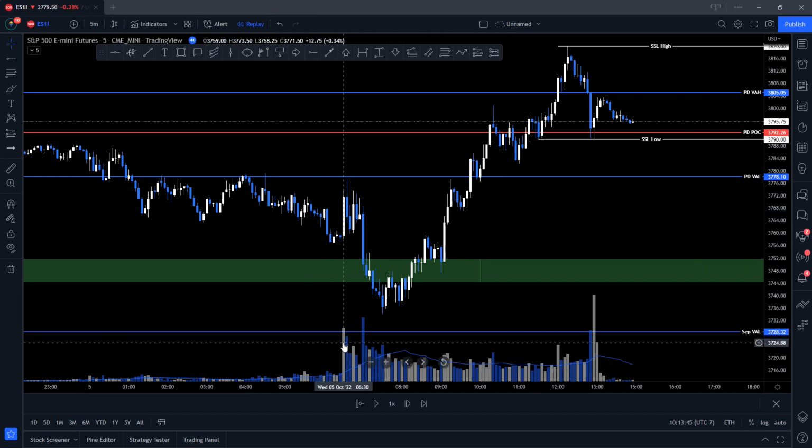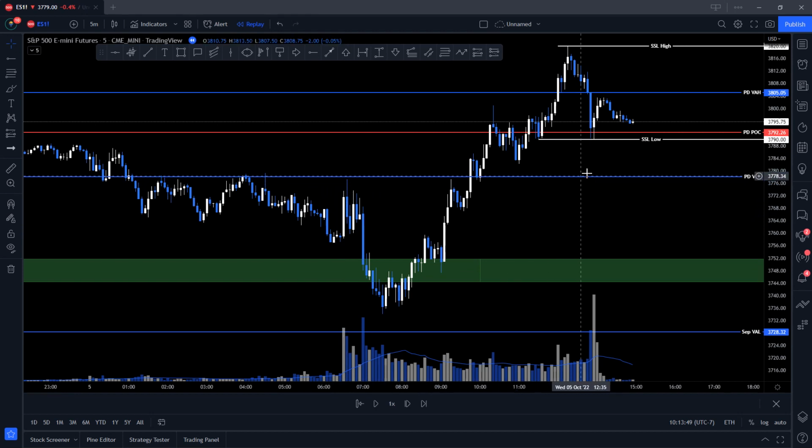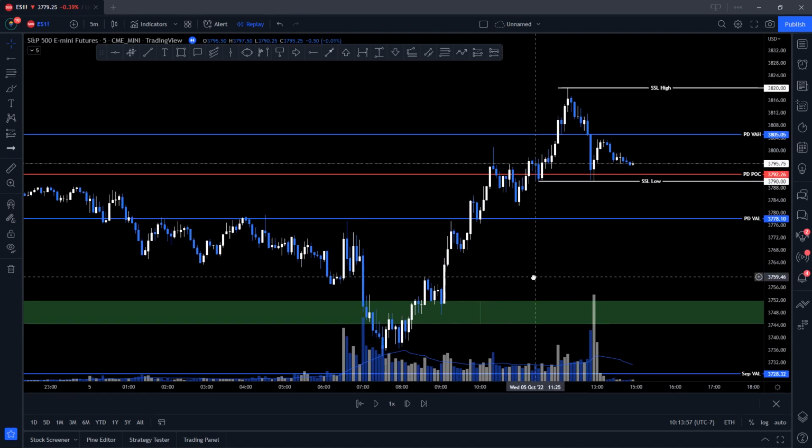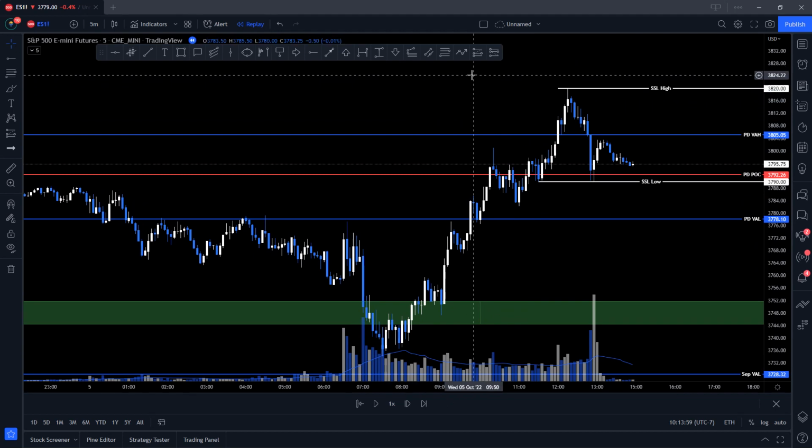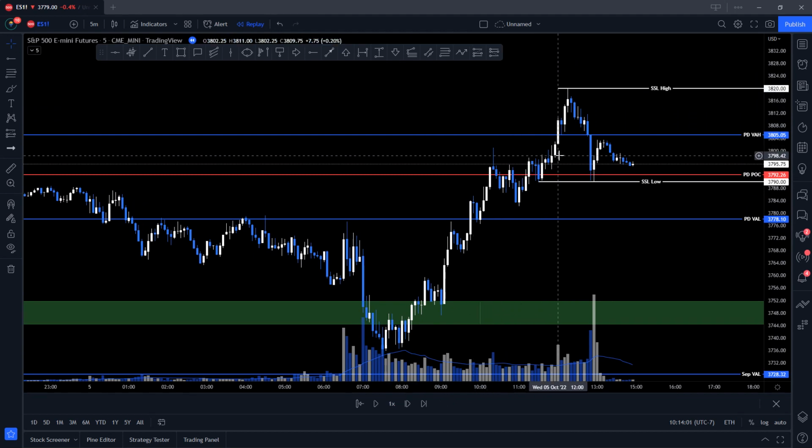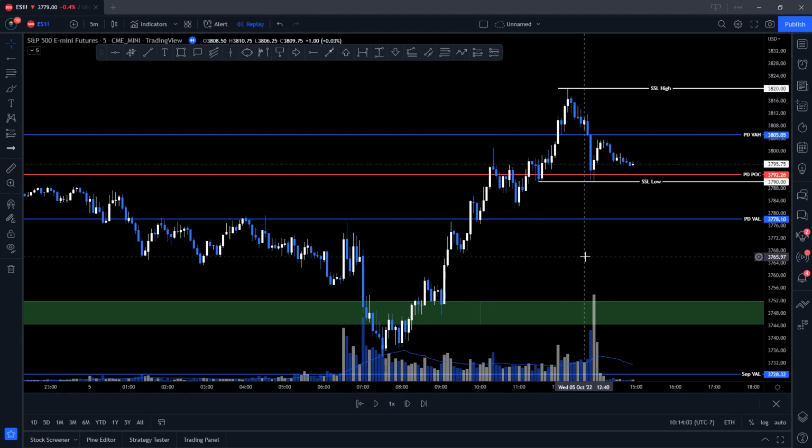So what you're looking for is this, the open here on ES for Wednesday, October 5th. If we open below the previous day value area low and then cross back into it, this is a very bullish move. If we were to open above the previous day value area high and cross back into it, that's going to be a very bearish move.